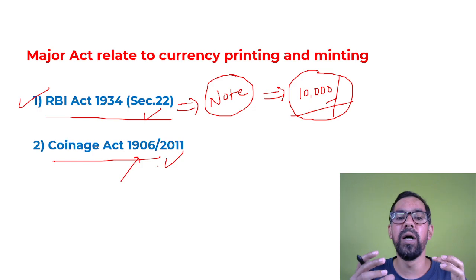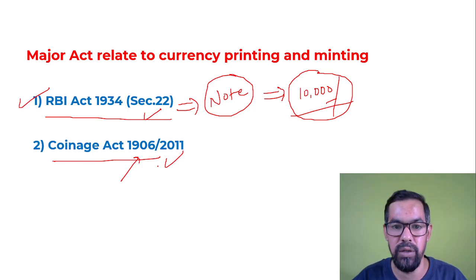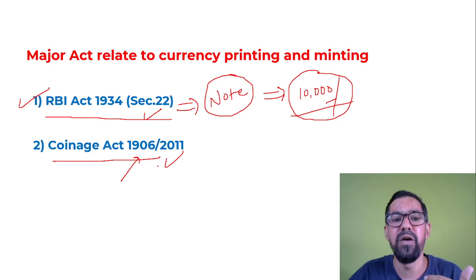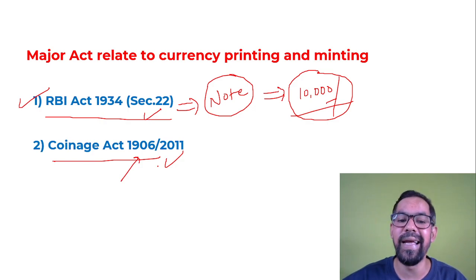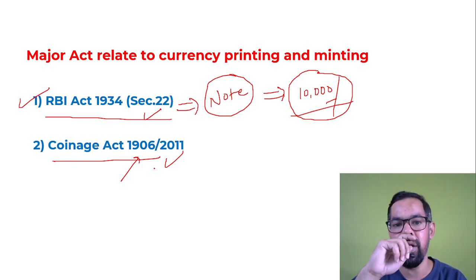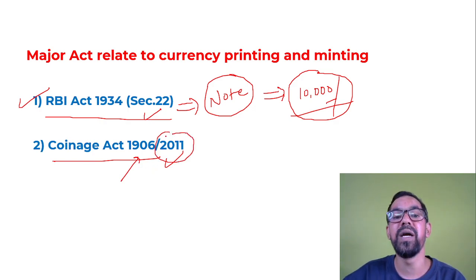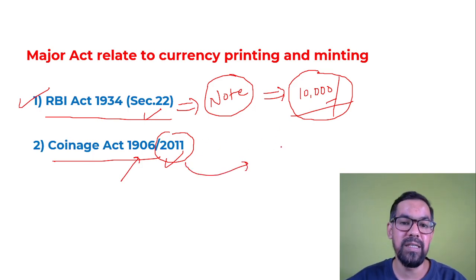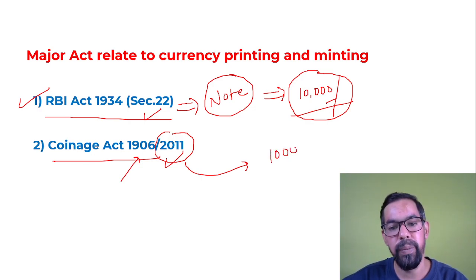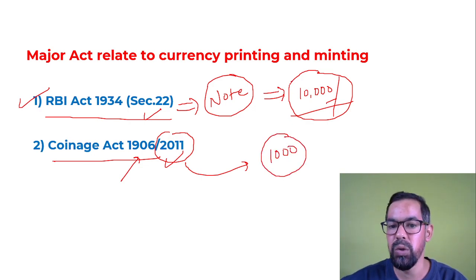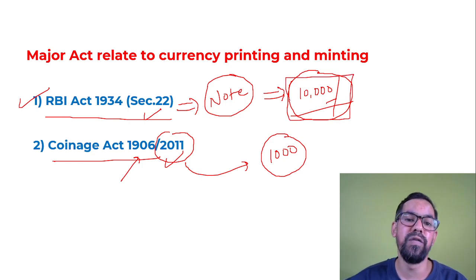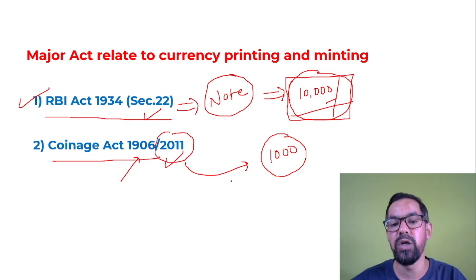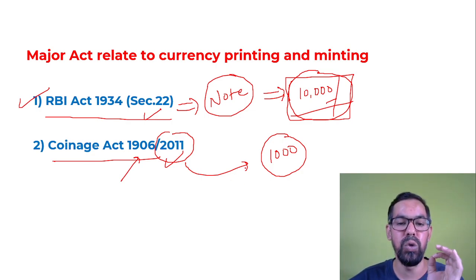Small coin means coins less than rupee 1 denomination. Previously we had 50 paisa, 25 paisa, 20 paisa, 5 paisa, 1 paisa. The Government of India ended the legal tender of all these small coins. That happened in 2011, so we made some amendments in the Coinage Act. As per this Coinage Act, the maximum denomination of any coin can be rupees 1,000. For currency notes, the maximum denomination is 10,000, and as per the Coinage Act, it can be up to 1,000.